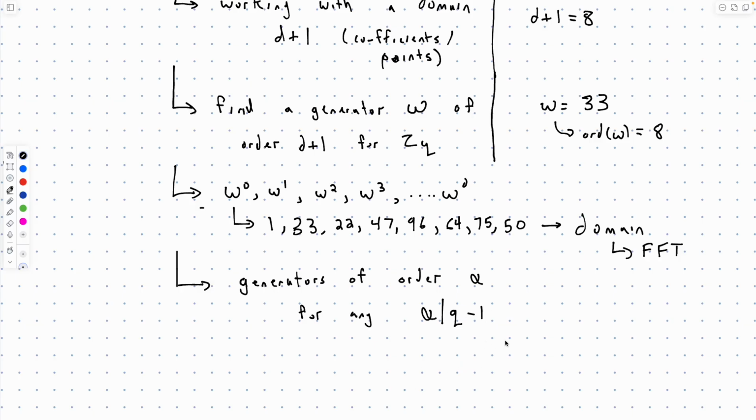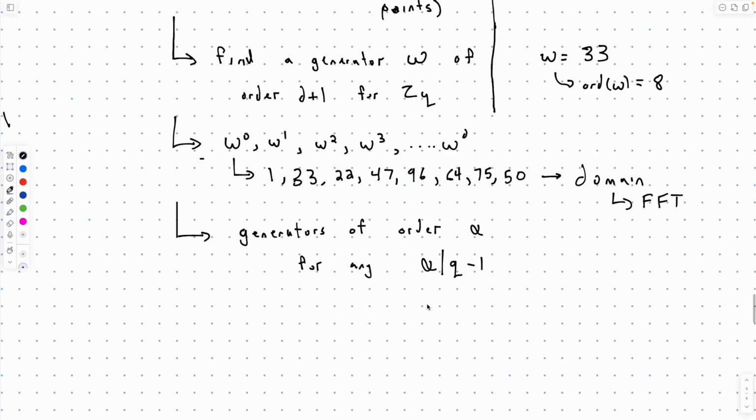Okay, what's q? 97. Okay, so what are the divisors of q minus 1, which equals 96? And so there's going to be a bunch of them, right? And 8 is one of them. Okay. So there's going to be a bunch of divisors of 96, and you're going to have orders of that size, and you're not going to have orders of other sizes.